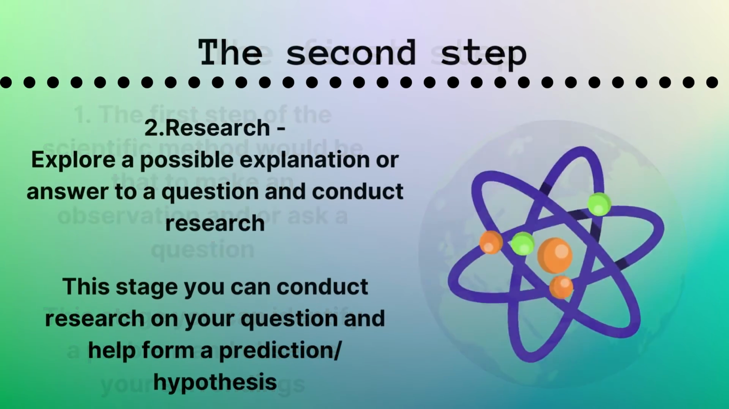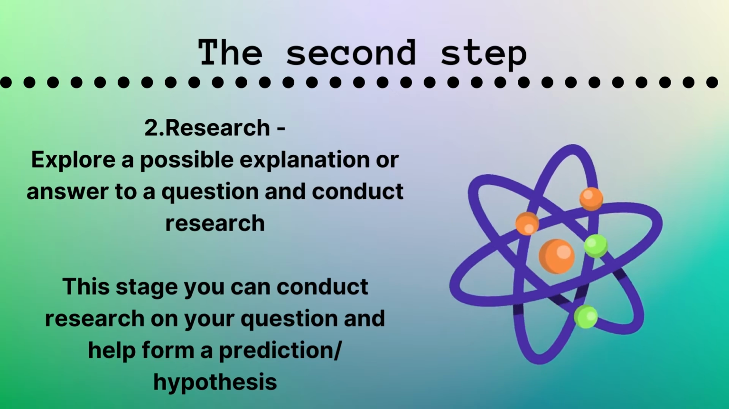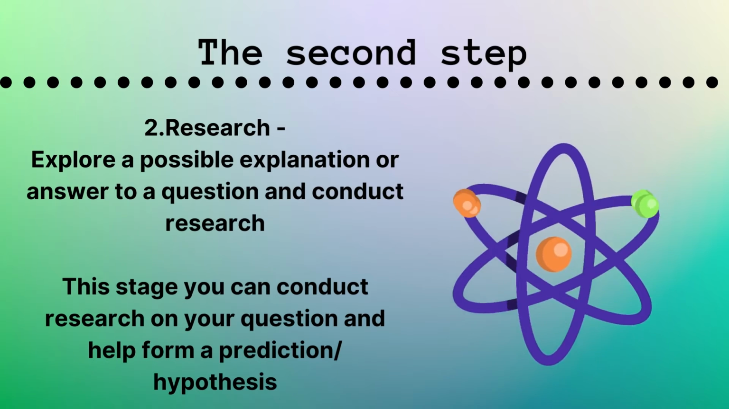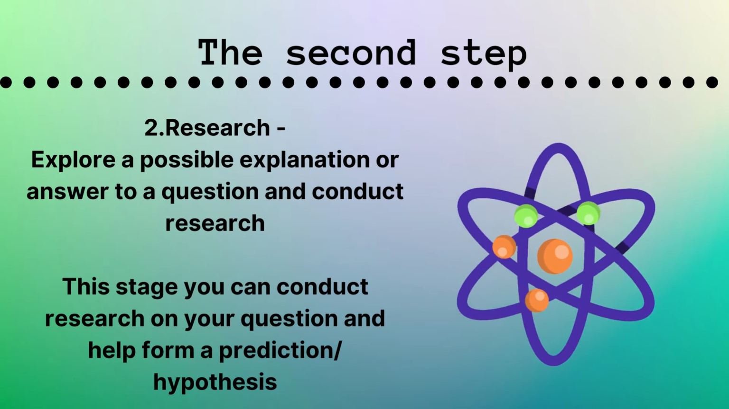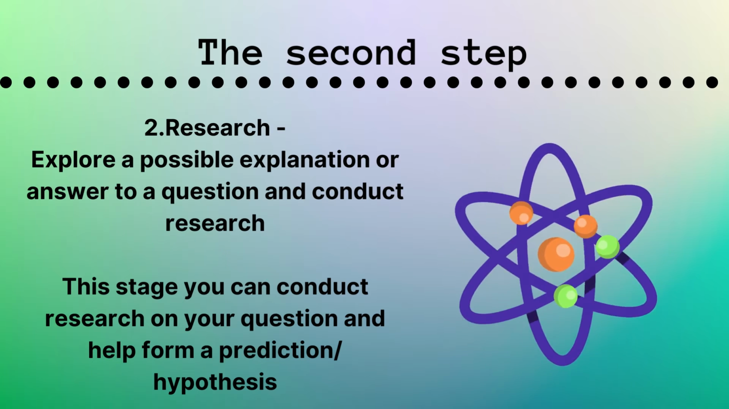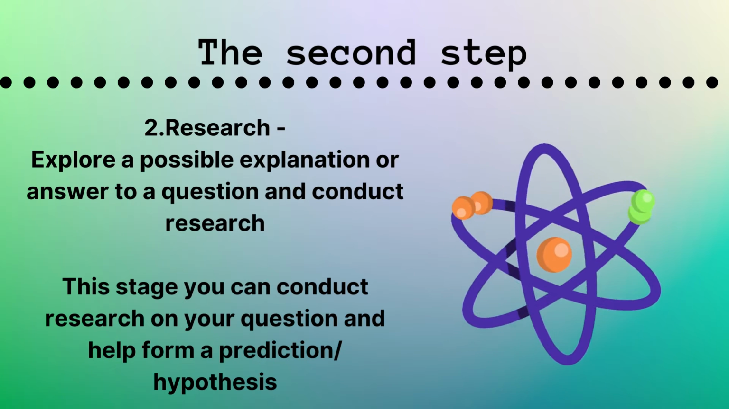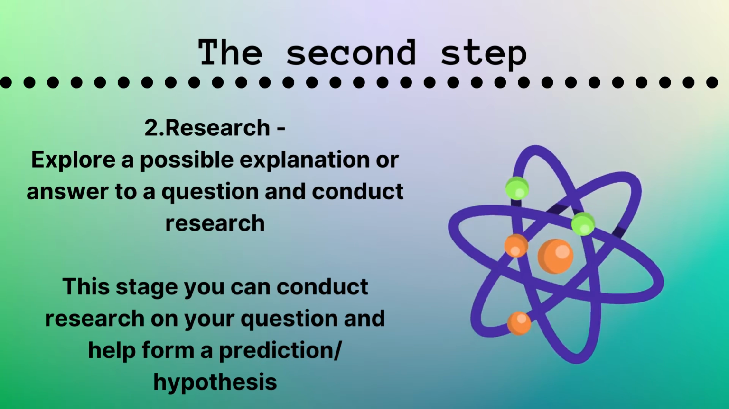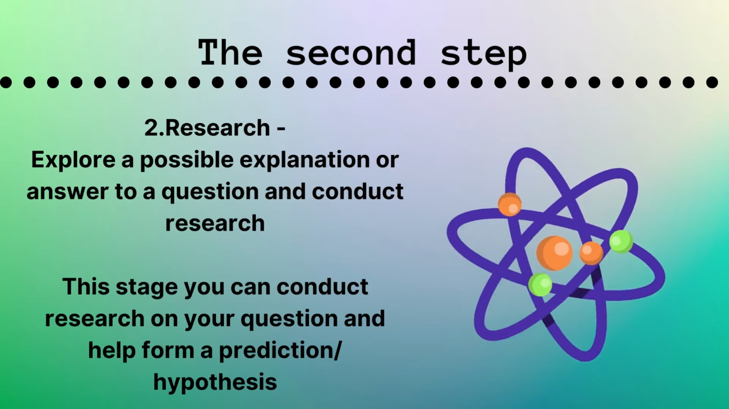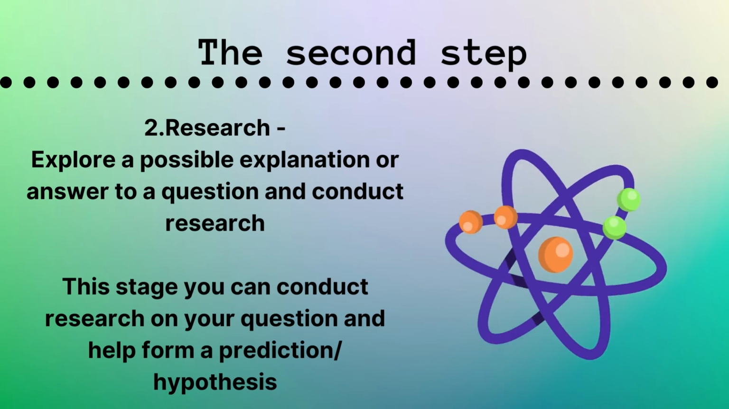The second step in the scientific method would be that of background research. In this stage of the scientific method, you will research to better understand your topic and help build and develop your understanding of what your problem is and help identify it better.